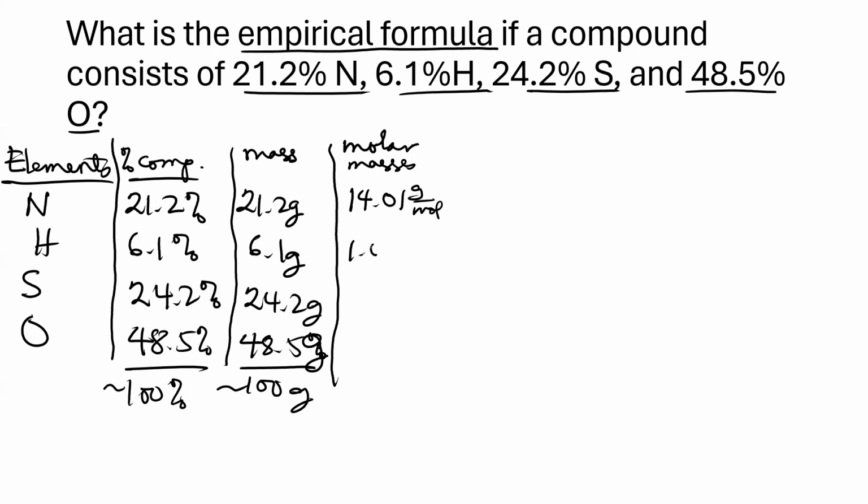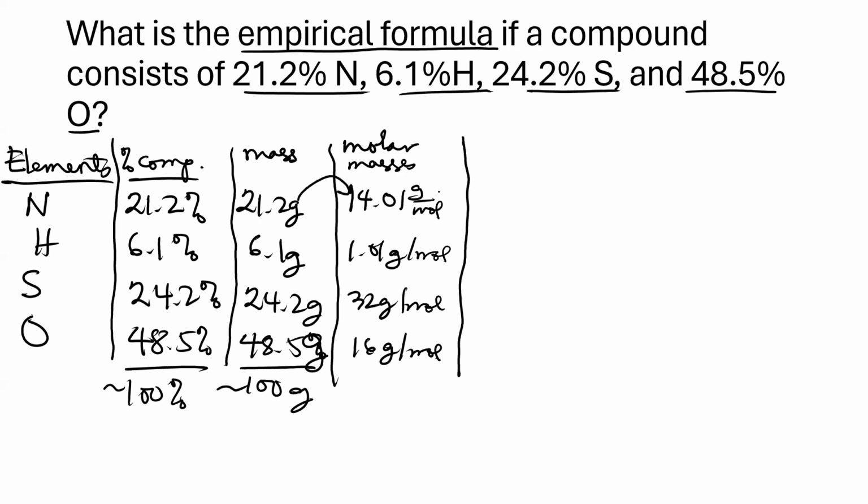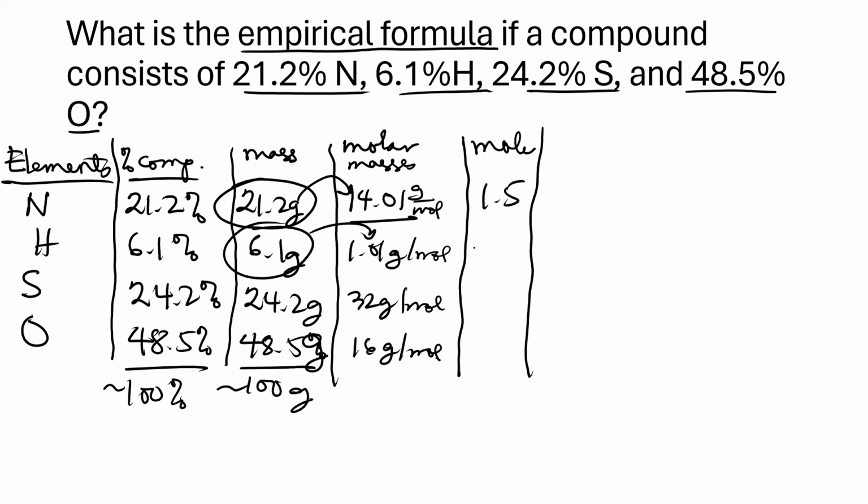Hydrogen is 1.01 grams per mole. Sulfur is 32 grams per mole, whereas oxygen is 16 grams per mole, right? By dividing the masses by the molar masses, we now get the mole values of each of these elements. So 21.2 divided by 14.1 will get 1.5. 6.1 divided by 1.01, we get 6.03. 24.2 grams divided by 32, we get 0.75.